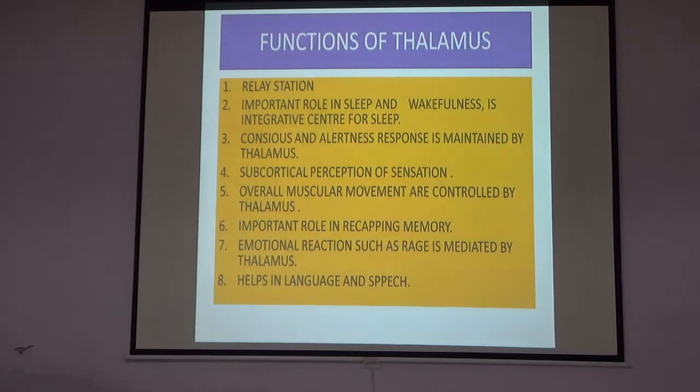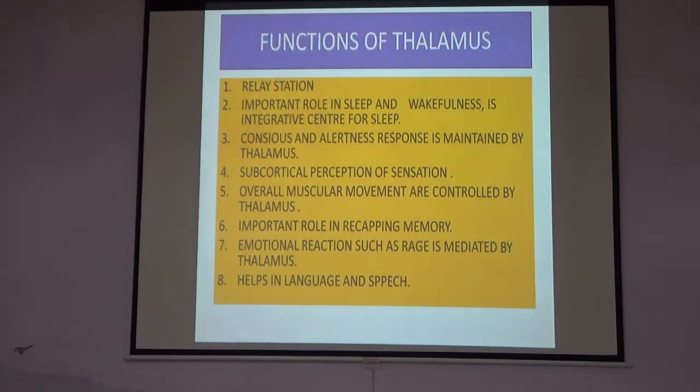It has connection with the limbic lobes as well as the hypothalamus, and through that it also controls the autonomic, emotional and behavioral responses, and also somesthetic sensations from the opposite half of the body. So here this thalamus acts as a relay center for all this.